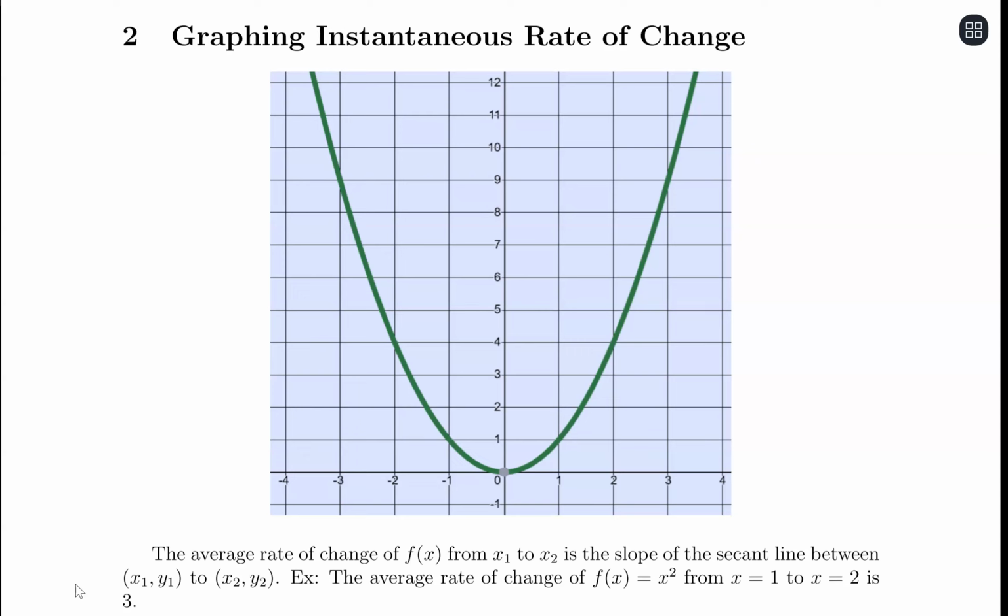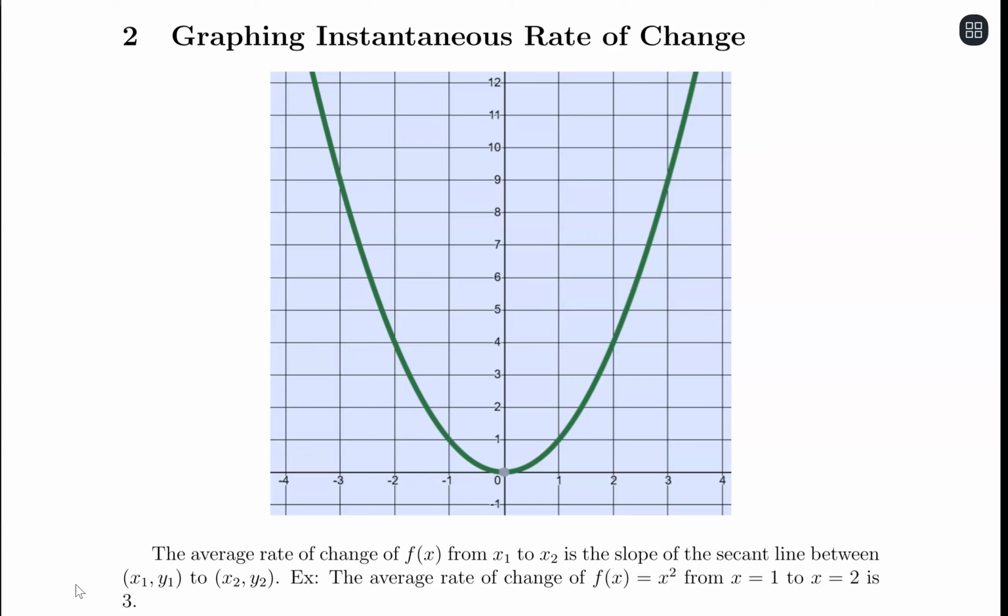So now let's get at this idea of instantaneous rate of change. Average rate of change was between two coordinates because it was what was happening on average over an interval. With instantaneous rate of change, where we want to see what our function is doing at an instant, we're going to be working with one coordinate.